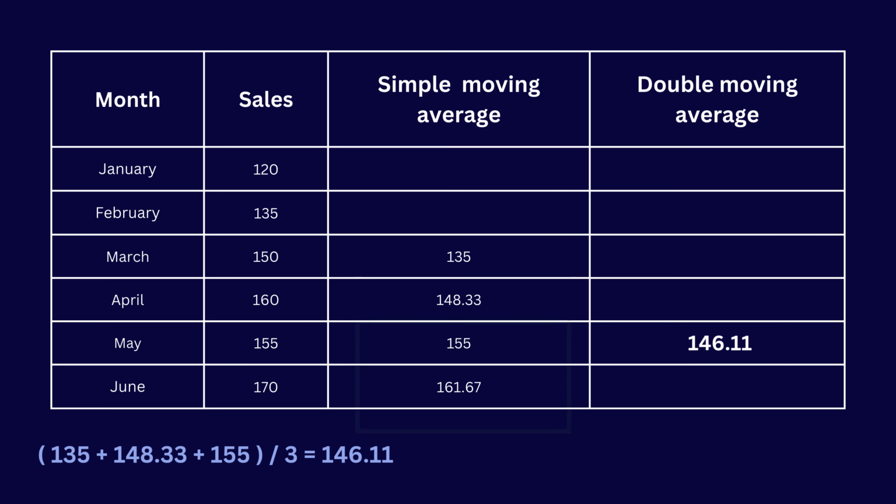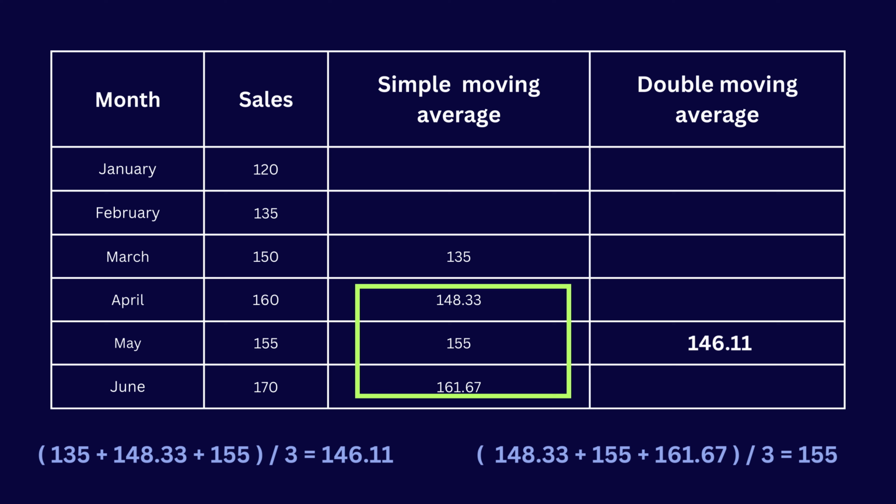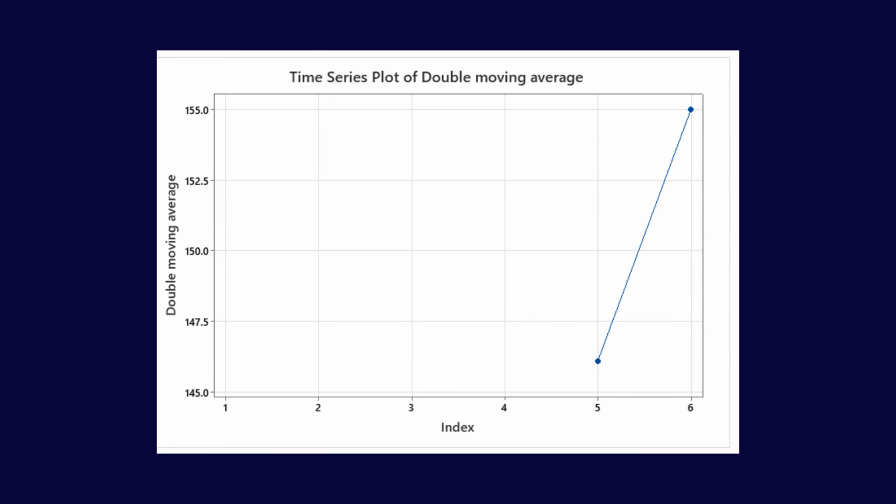Then again add up these 3 numbers: 148.33 plus 155 plus 161.67 divided by 3 equals 155. So our double moving average series is 146.11 and 155. This is the time series plot of the double moving average. So you can see here we don't have any fluctuations.